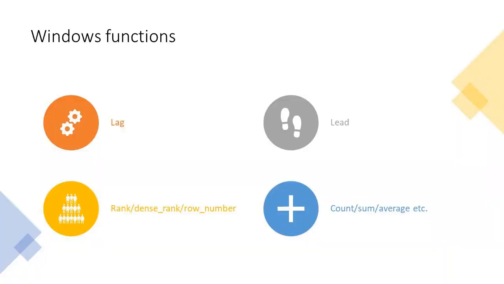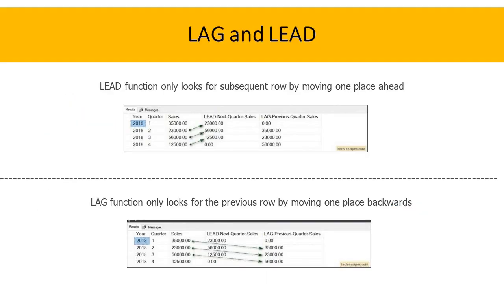Now let's begin. We shall be using AdventureWorks as usual. Windows functions are of many types: lead, lag, count, sum, row number, etc. We shall be covering all of that in this session. Now let's begin with the lag function.